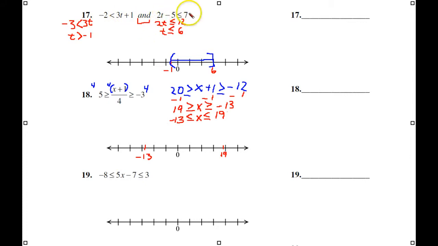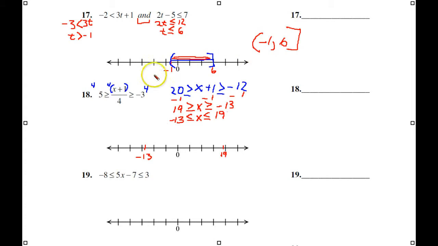And here we're going to transpose the 5, becomes a 12, divide by 2. So our numbers are a negative 1 and a 6. And this says t is greater, so I'm using a parenthesis facing this way. And then 6 is included, and it's an "and," so it's just where they overlap right there. And our interval notation will be, oh, let's get that correct here, a parenthesis. You can take it right from the graph. Negative 1, comma 6, bracket.